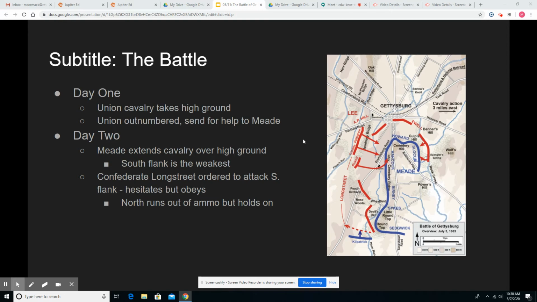So that brings us to day 2, that's July 2nd. Meade extends his cavalry across the high ground equally. And we can see here in this picture on the right, the curved Union line defending that high ground. So the southern flank, the one labeled Sedgwick down here at the very bottom, with Little Round Top and Round Top, that area was the weakest of the Union line. And the Confederate General Longstreet is given the order to attack here on the weakest side. And we can see Longstreet labeled in red here and the line bringing him towards that area.